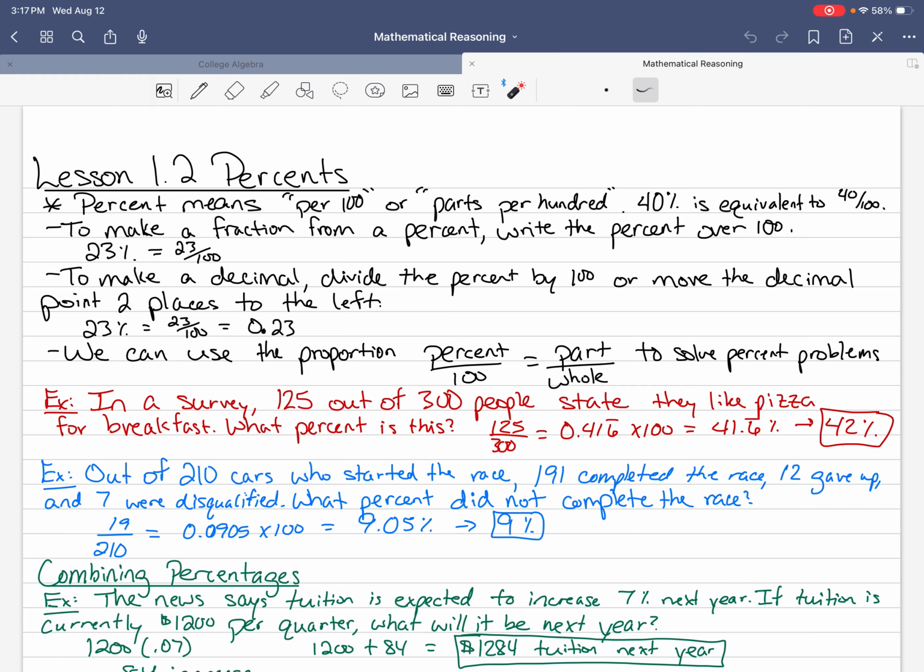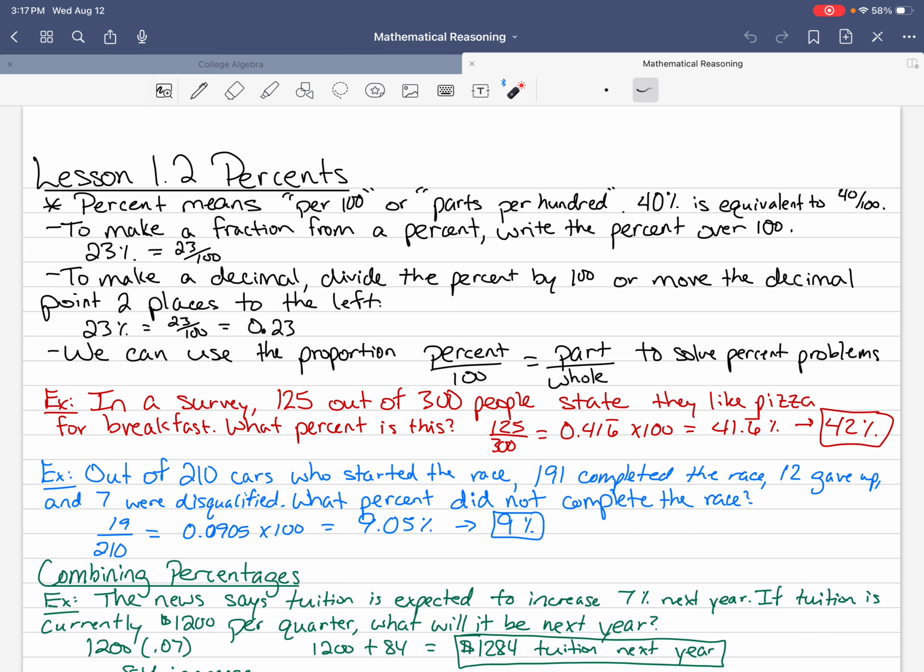In order to make a decimal from your percent, you're going to take the percent divided by 100, or some people have better luck with simply moving the decimal 2 places to the left. Both are accomplishing the same goal. It's just whichever works better, makes more sense to you.